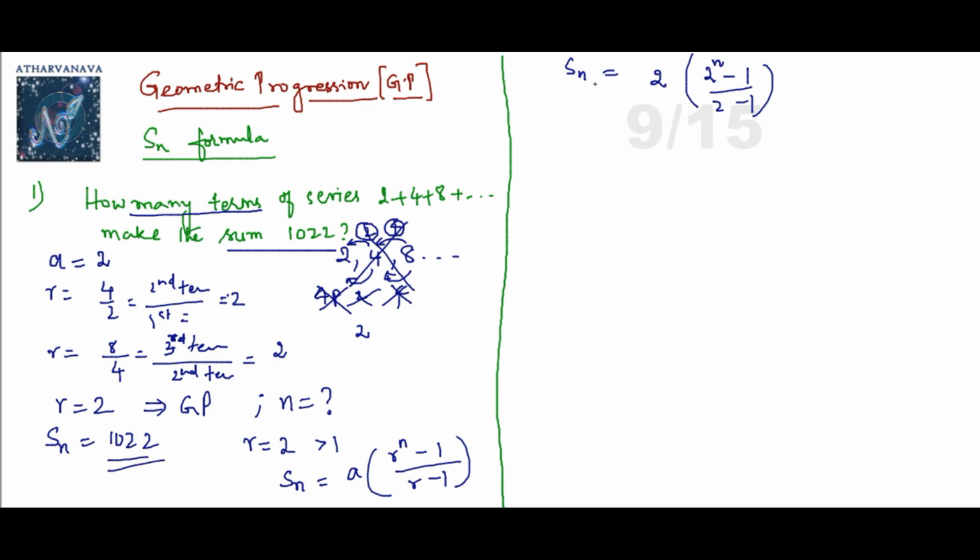So I'll replace Sn with 1022. 1022 is equal to 2 into (2 power n minus 1) divided by (2 minus 1), which is how much? 1. Now, there are many ways to solve this. People start doing 2 into 2 power n minus 2. Don't make it complicated.